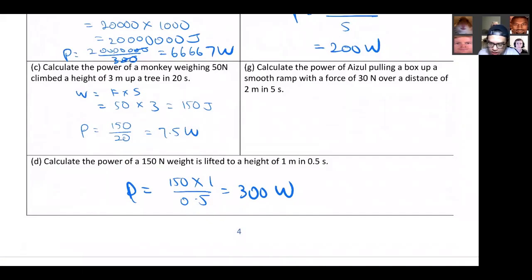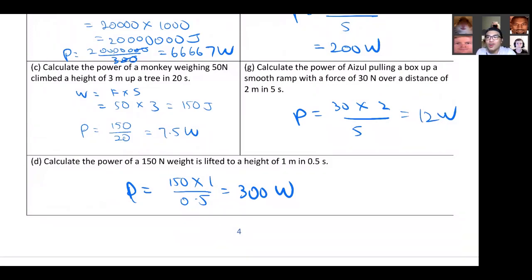And then G, calculate the power of Aizu pulling a box up a smooth ramp with a force of 30, 2 meters in 5 seconds. Again, put everything together. 30 times 2 divided by 5. You should get 12 watt.